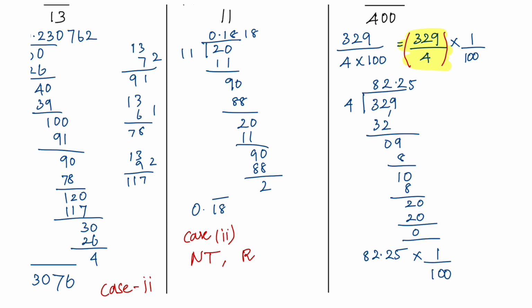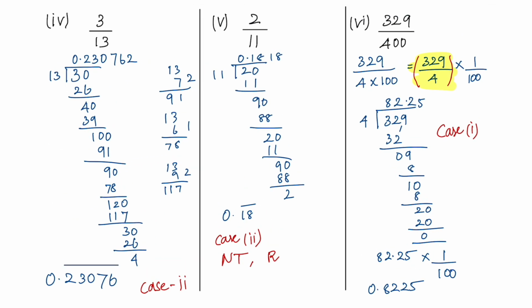We know that basically dividing by 100 is same as multiplying by its reciprocal. So these are things that we have already discussed in this chapter. I hope you remember that. Okay, now basically dividing by 100 is just moving your decimal point to the left 2 times, right? So that would give you 0.8225, right? And it is a terminating one. So it is basically case 1. Okay, so it's terminating and non-repeating.